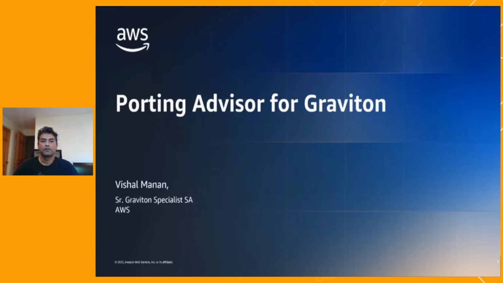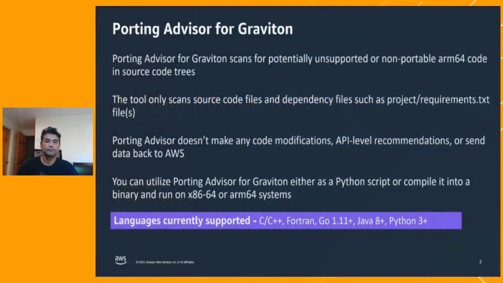And today I'm going to be talking about Porting Advisor for Graviton, which is a new tool to help you with your porting efforts to ARM64. So we're going to give you a high-level overview of the tool. The tool actually is available on GitHub. It's freely downloadable. It's not an AWS service.